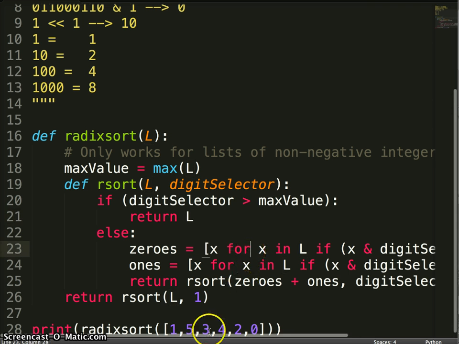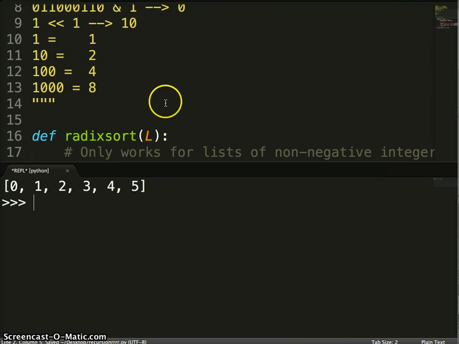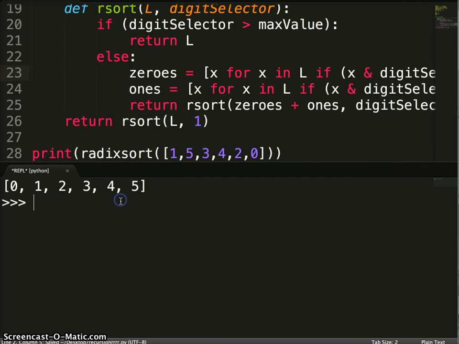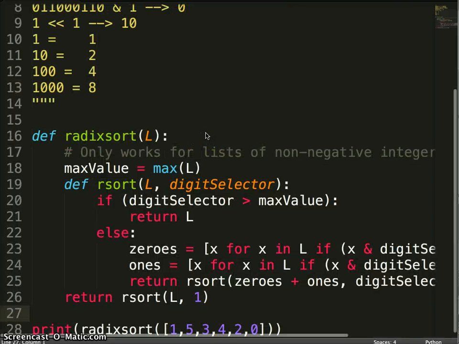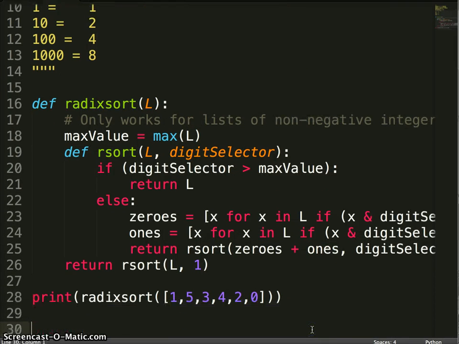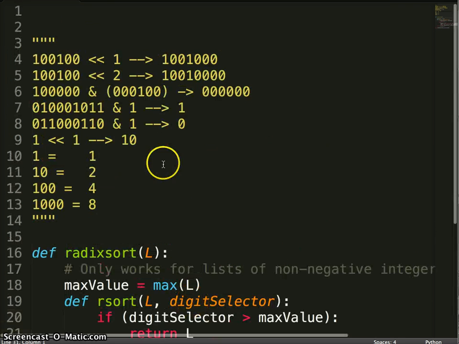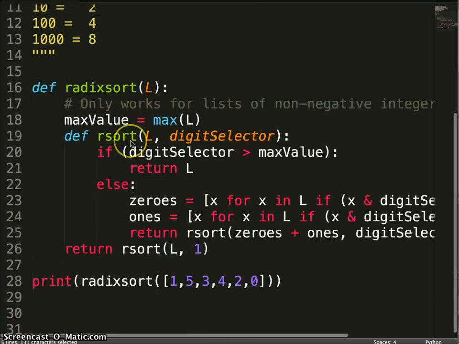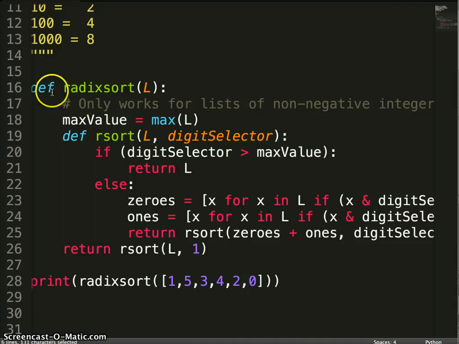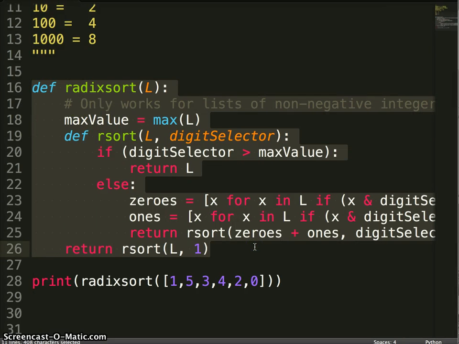So if I try to radix sort this list, then lo and behold, it sorts it. So radix sort is a very complex algorithm, and especially when we add in these binary operators, it gets a lot more confusing. And it doesn't help that on top of that we're adding in recursion. However, you should try and convince yourself that this is true by first making sure that you understand the way these bitwise operators work, and then making sure by tracing over this code on a given input that it's doing what you expect. So this is radix sort.